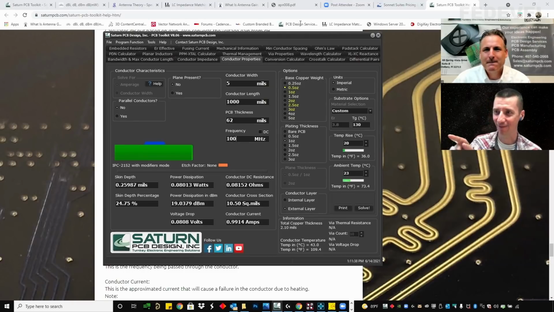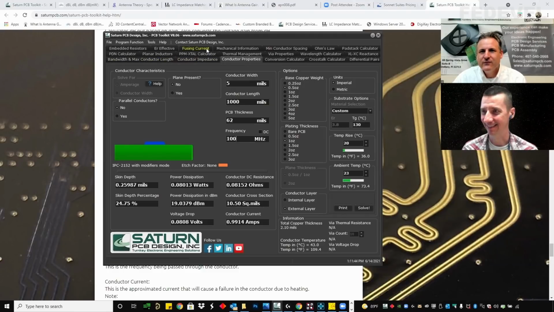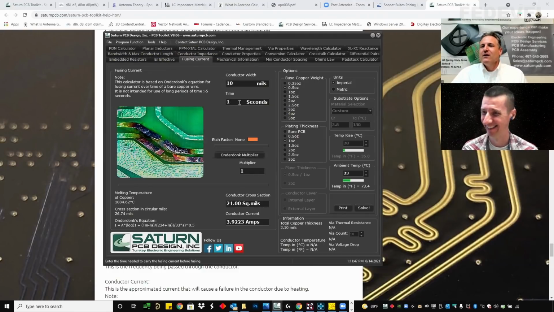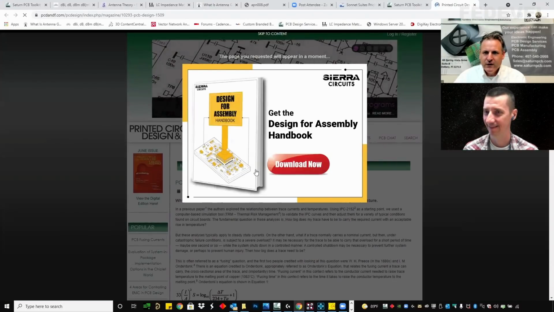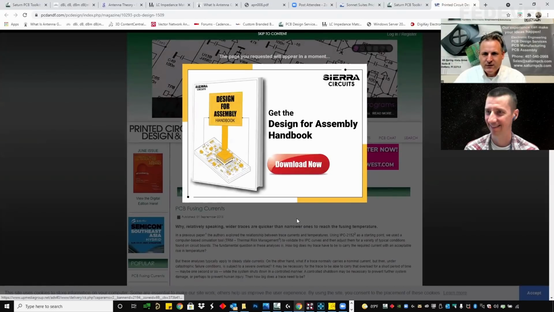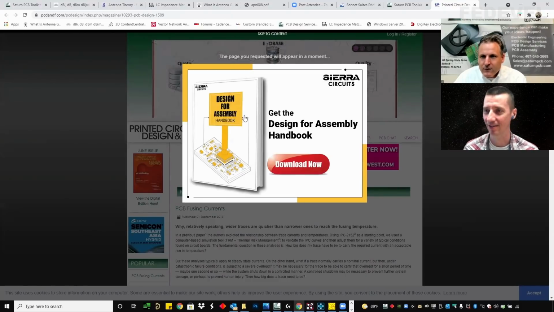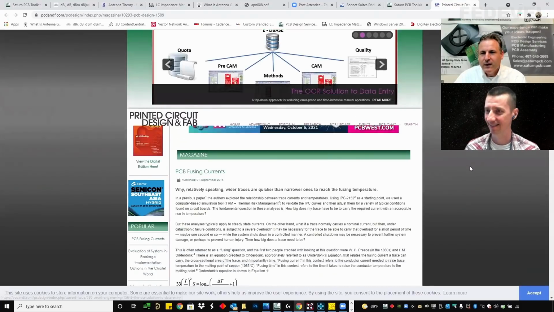Okay. Next, I see fusing current. I guess that's when the track will be damaged. That's a really cool thing that's in 8.0. I radically changed this whole thing. Conductor width, time in seconds, and there's also an Onderdonk, however you pronounce that, multiplier. And I put a link to a page from PCD&F, and of course you've got spam in your way. Skip to content. There is on the top of the page. Oh, there we go. Skip to content.